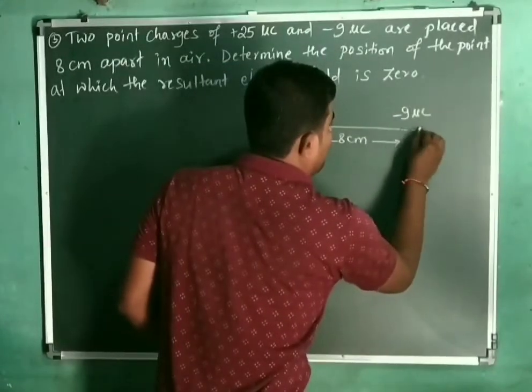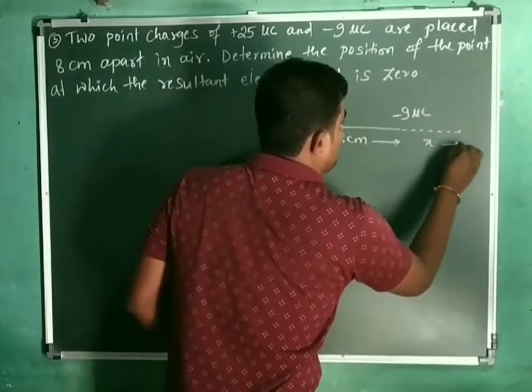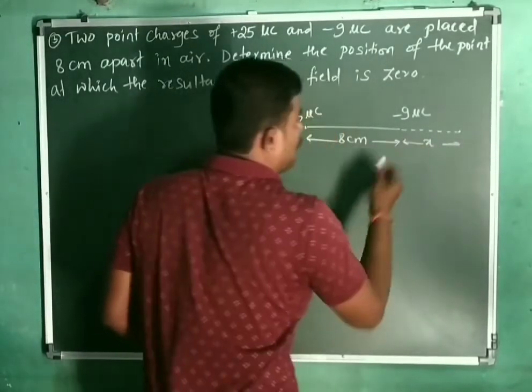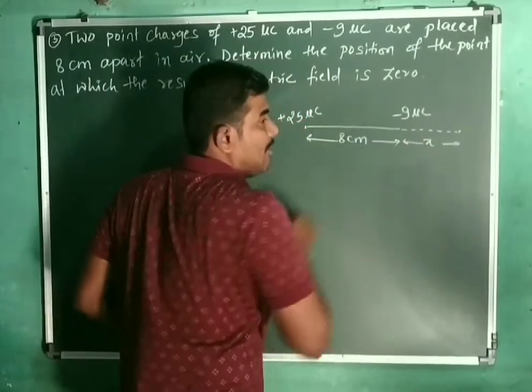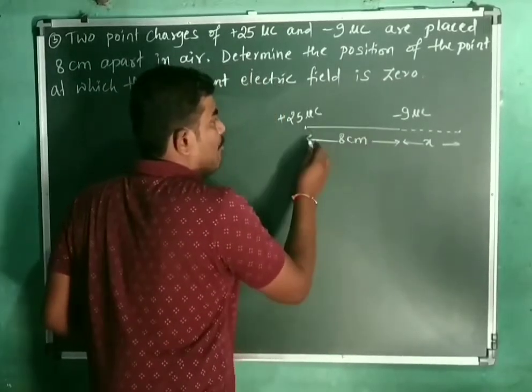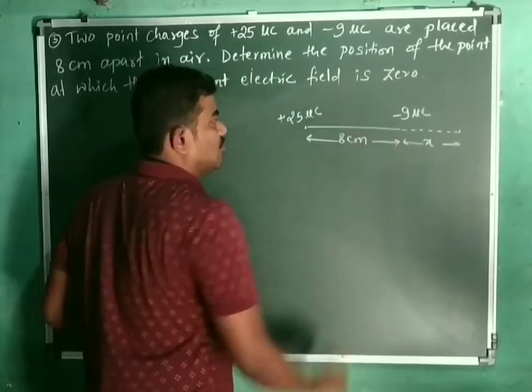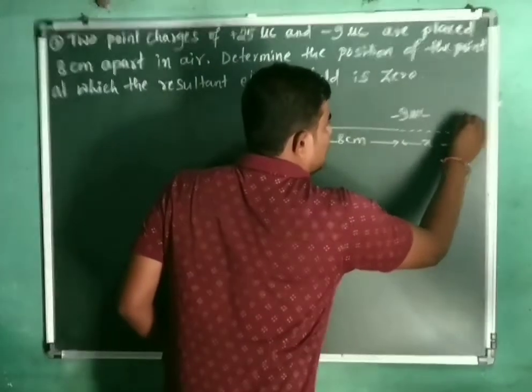Let us consider one point here at a distance x. Let us call it x distance because we don't know the distance actually. And this x we have taken from minus 9 microcoulomb. Remember this point. Otherwise we can choose any one point in between these two charges also. Let us call it as point O.